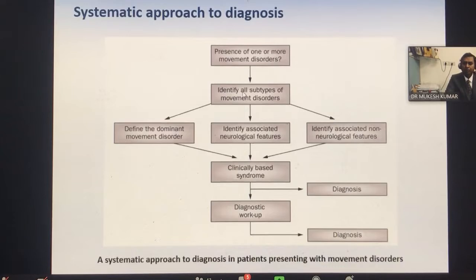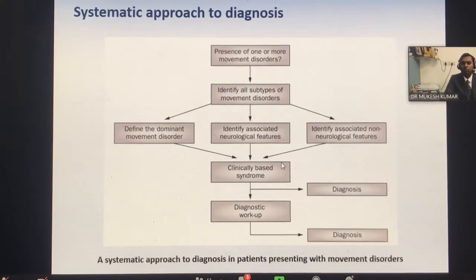In the systematic approach, there should be presence of one or more movement disorders. All types of movement disorder should be identified, and then define the dominant movement disorder, meaning whether it is Parkinsonian, cerebellar, or pyramidal. Then identify the clinical syndrome, then give the diagnosis, then the diagnostic workup and diagnosis.